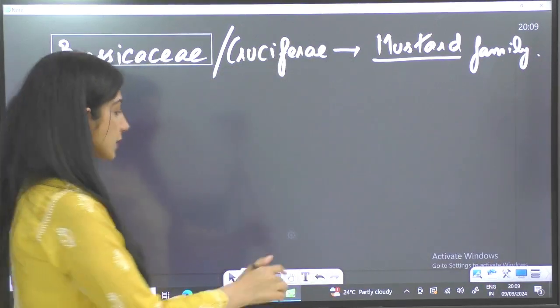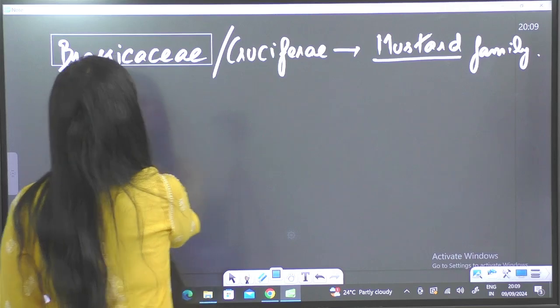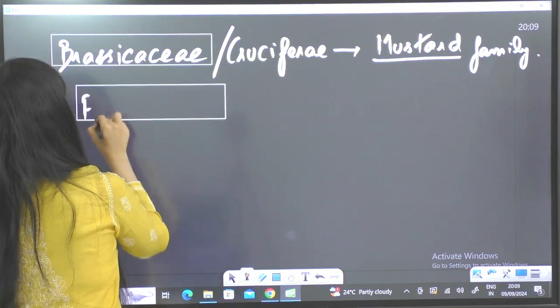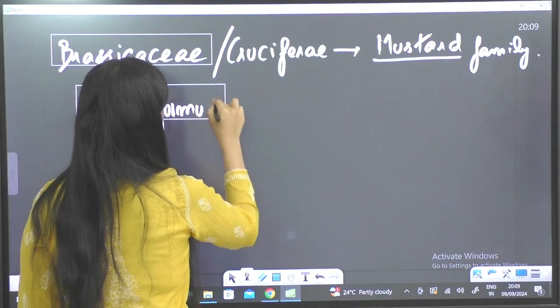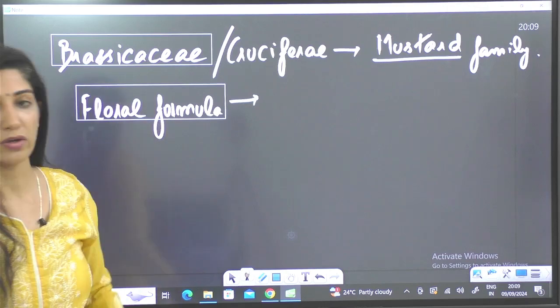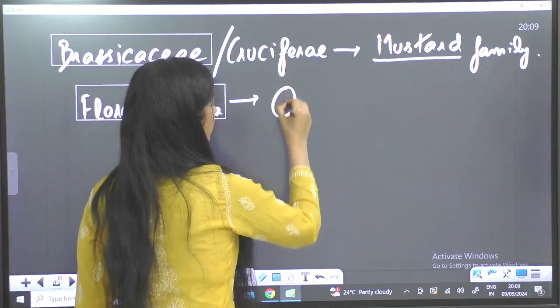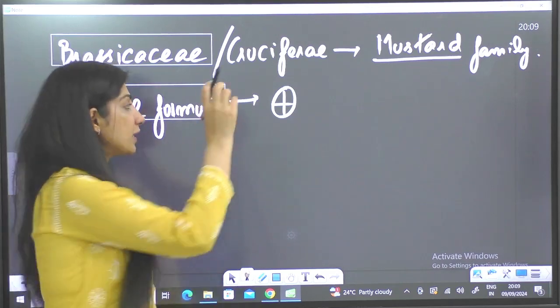How will you start from today? The rule of the hour is that we will start with the floral formula. So let's start with the floral formula and then we'll see what happens in life. Our major concern, our kickstart, is the floral formula. When you write a floral formula, you always start with the symmetry first. It is mandatory.